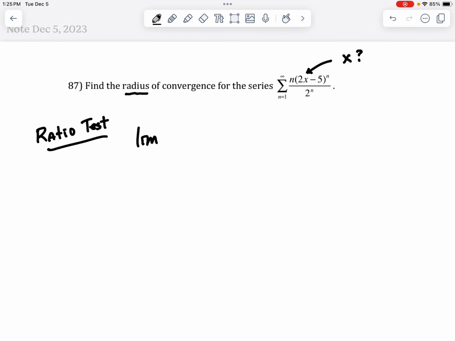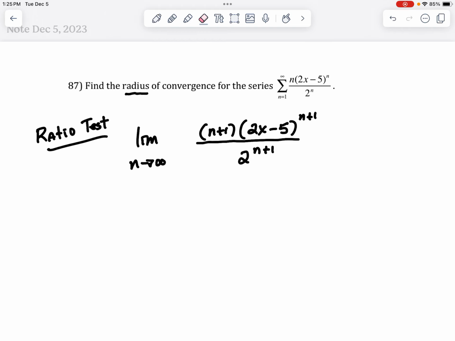So take the limit as n goes to infinity, substitute n plus 1, and the x, you just pretend that it's a constant for right now. So substitute n plus 1 for all of those n's, and then divide by the original function, and as I'm sure you know, that means invert and multiply. So the 2 to the n goes to the top, the n and the 2x minus 5 to the n goes on the bottom. And because x could be positive or negative, we then put it in absolute value.